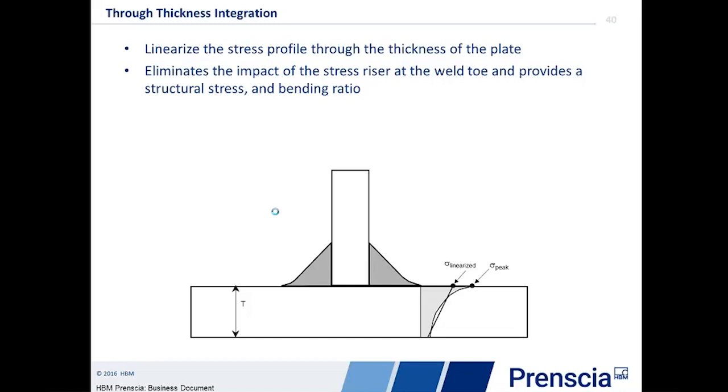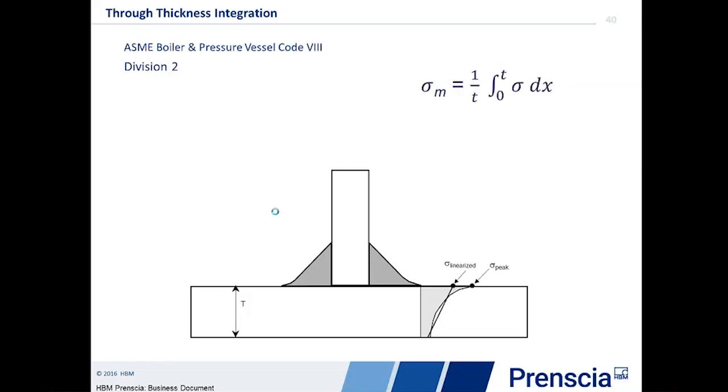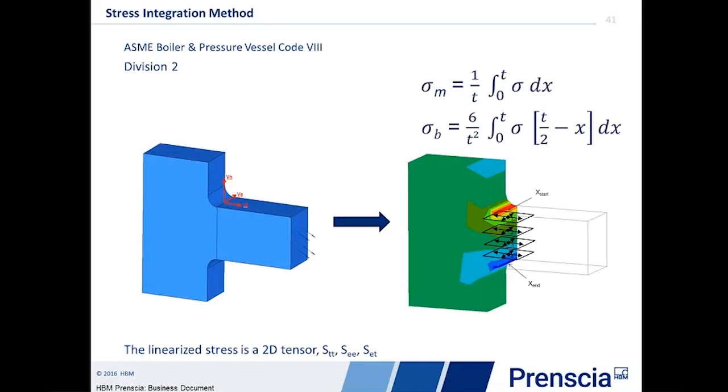And two, this approach also gives me the ability to calculate the bending ratio. So again, I can make my corrections automatically. The approach we're using is one out of the ASME boiler code. So it's a linearization technique described in there. And so what we do is we specify a starting location on the model, and that would be a location at the weld where we want to do the analysis.